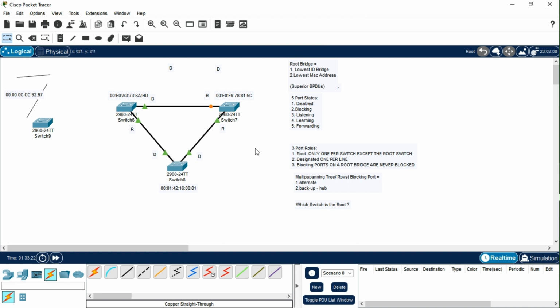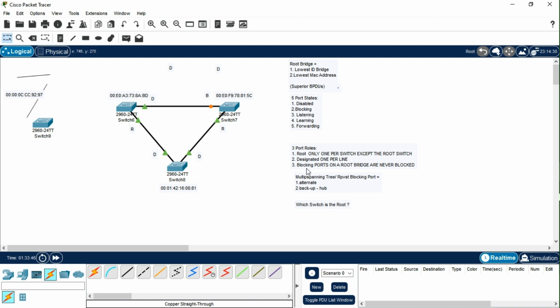The next one is easy. Blocking. Ports on a root bridge are never blocked. So if we know this is our root bridge, none of these ports here are going to be blocked. Never blocked. So you can tell this is not a root switch because this port here is blocked. So those are the three rules.